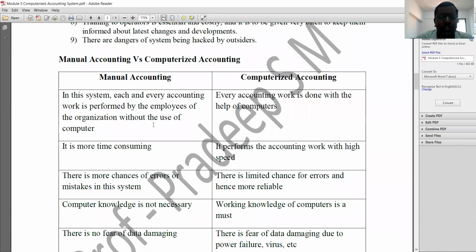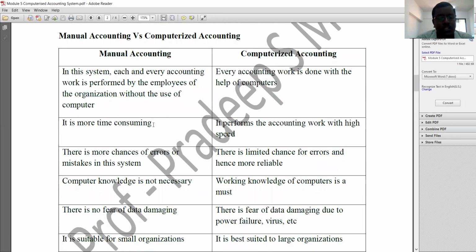There is one more concept: what is the difference between the manual accounting system and the computerized accounting system? Already we know about the manual accounting system, and just now we discussed the computerized accounting system. So you can easily differentiate these two concepts. What is the meaning of manual accounting? In this system, each and every accounting work is performed by employees of the organization without using a computer.